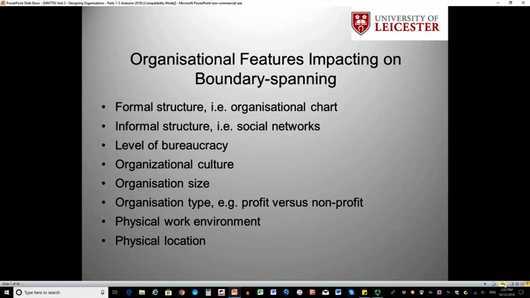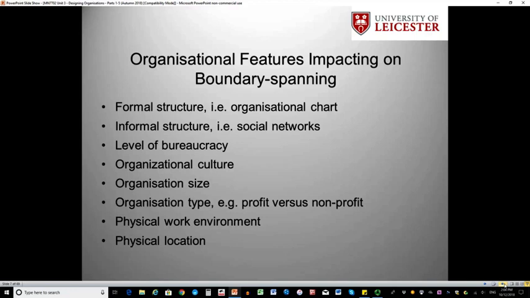Now, different organisations clearly have different cultures, and of course organisations themselves may well have different subcultures in different departments and divisions and functions. And organisational cultures and subcultures, implicitly, sometimes explicitly, but often implicitly, either help or hinder, or encourage or discourage, the interaction of individuals across boundaries.